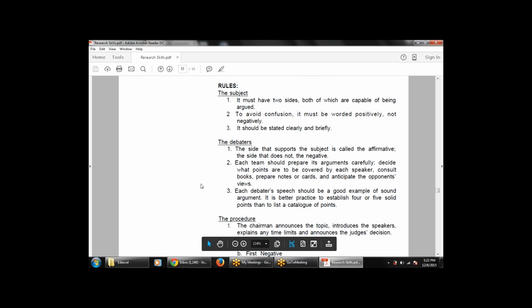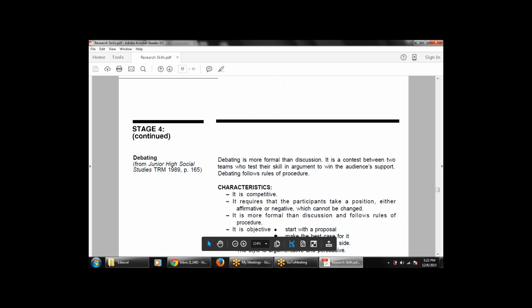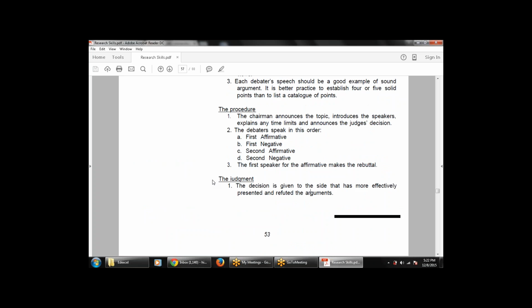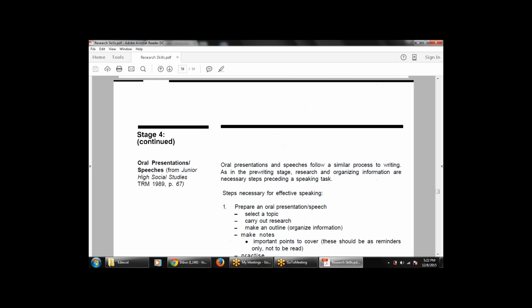So this is one example of debates, how we use debates, what the various tools and characteristics of debates are. Now the next category of information sharing after the debate is the oral presentation or speech. This is also one example of sharing opinion and information.